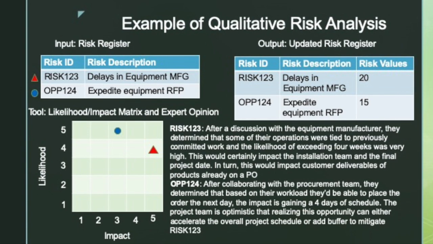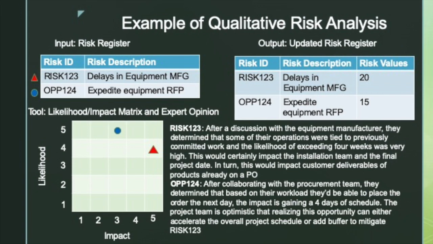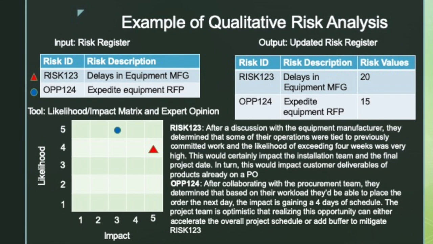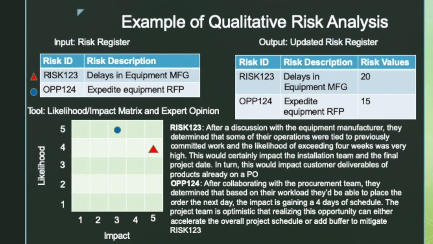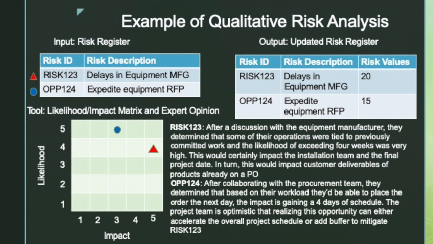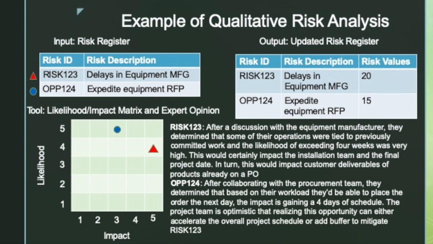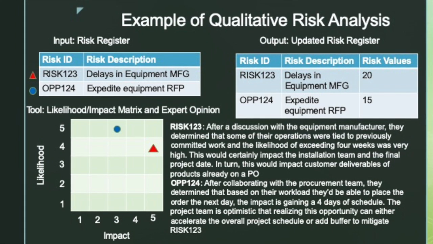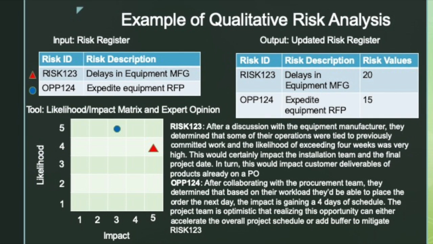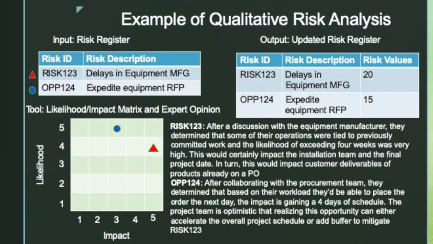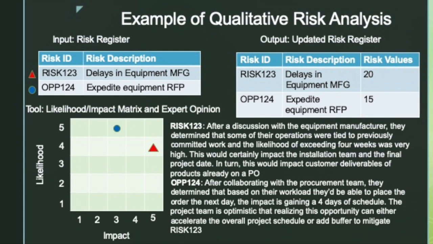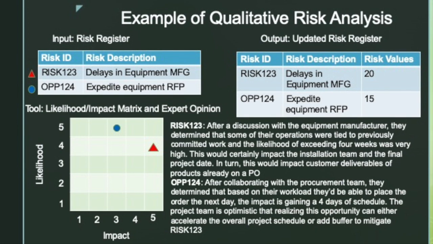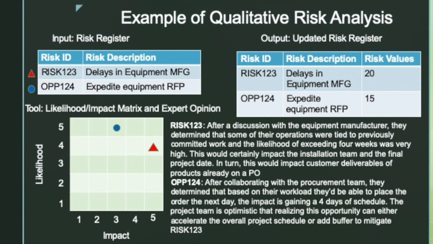So with that information, we can now populate our likelihood impact matrix. In the case of risk 1, 2, 3, we have a very high impact, so we have a value of 5, and a high likelihood with a value of 4. In the case of opportunity 1, 2, 4, we have a very high likelihood they're going to do the work the next day, so that's a value of 5, and the impact is 4 days on the schedule. And of course, it can help us mitigate risk 1, 2, 3. So that gives us an impact value of 3. So you can see where they plot in the matrix.